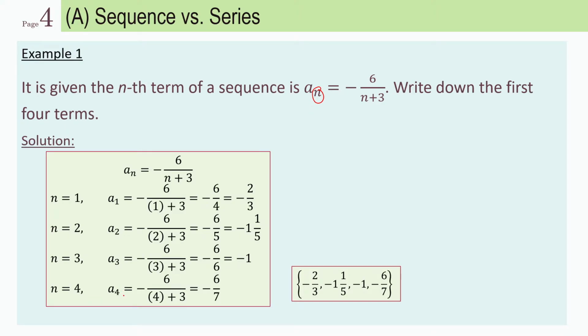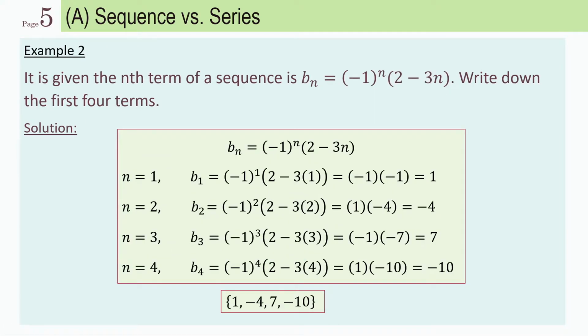So whenever you see the n replaced with 4, you have this one, so negative 6 over 7. And this one, because it only needs 4 terms, you can use the curly bracket and then arrange. You just copy back following the sequence, and please don't rearrange anything. You just need to follow the flow only.